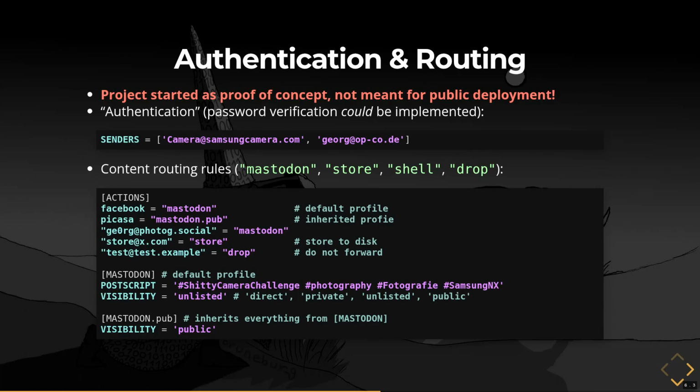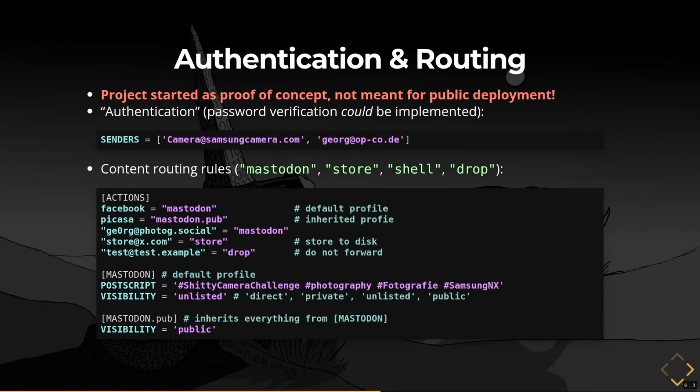And you can define different actions. So you can say for a certain type of upload that it is supposed to go to Mastodon, to be stored, to be called into a shell command, or just dropped. So this is mainly for test purposes. You can upload to the camera API to test it, and then the file will be just deleted. And the actions are based on the social network service that you are using. So for example, if you select Facebook on the camera, in this example, it will create a Mastodon post using the standard profile.